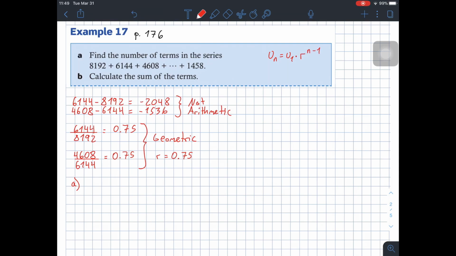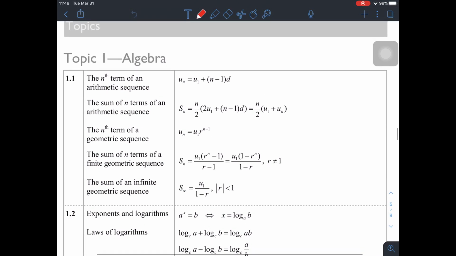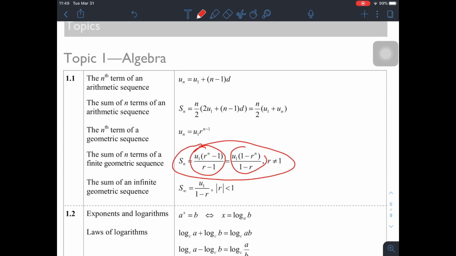If you don't remember this, you can always go to the formula booklet, and here you have the formulas. This is the formula for the nth term of a geometric sequence, and the new formulas we're learning today are these: the sum of n terms of a geometric sequence, in which we have the first expression and the second expression. You could choose either of those.